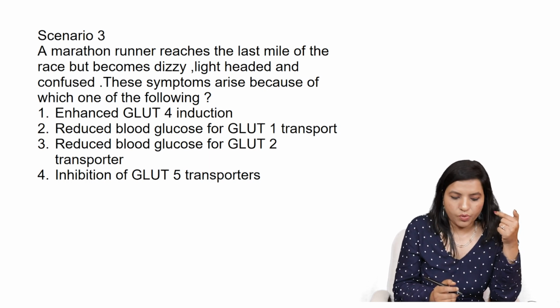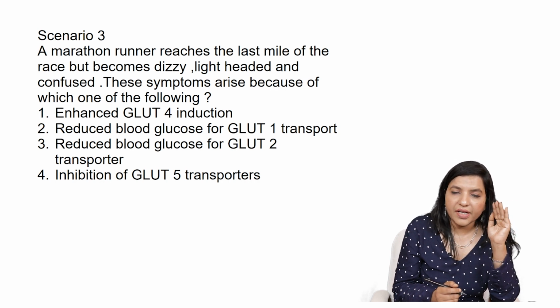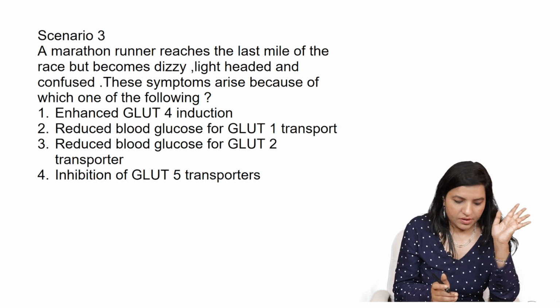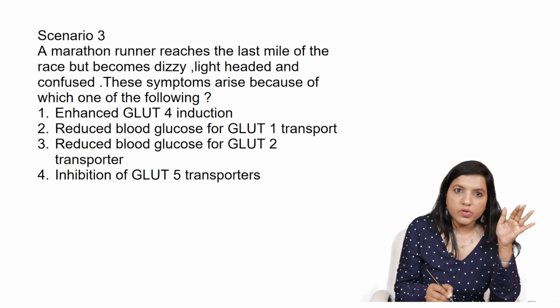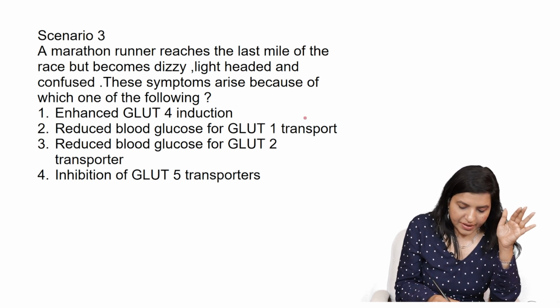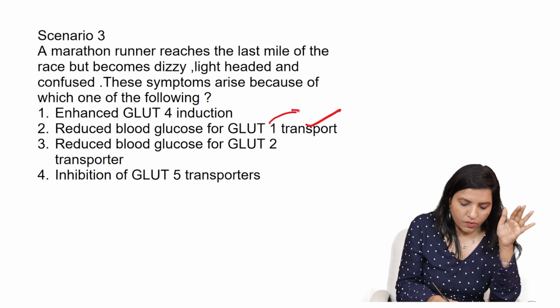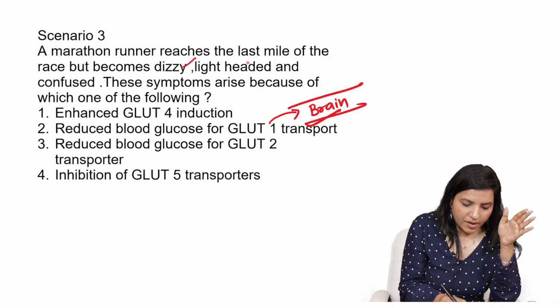Enhanced glucose transporter 4 induction. So, glucose transporter 4 induction is happening like in the well fed state under the influence of insulin. So, here nothing like that is given. Reduced blood glucose for glucose transporter 1. That is the correct answer. Why? Because glucose transporter 1 is the transporter of glucose in the brain. So, here that is affected and hence these symptoms are appearing.